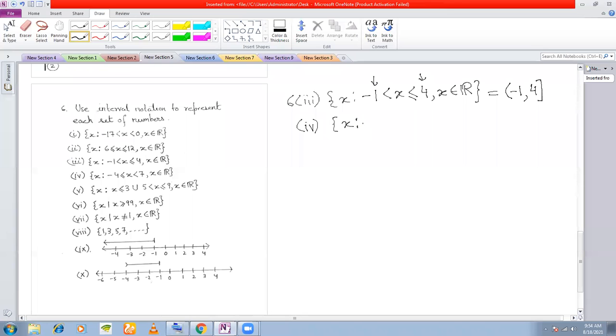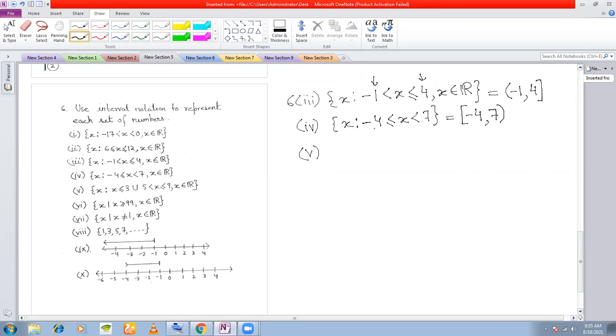x such that minus 4 less than or equal to x less than 7. How do we write this in interval form? Again, minus 4 is the lesser number, so we write minus 4 first, and equality is associated with minus 4, so we give a box bracket here. And 7 has no equality associated with it and is a greater number, so we write 7 later and give a parenthesis here.